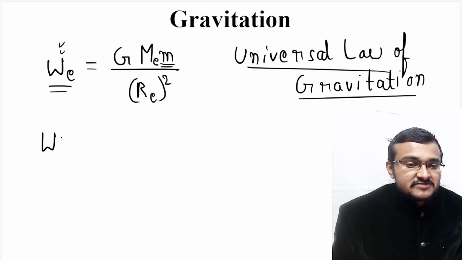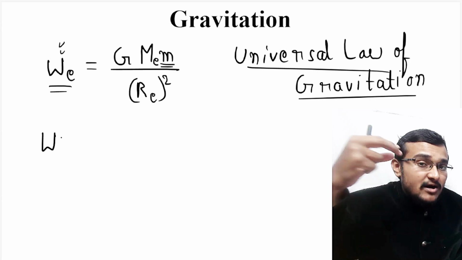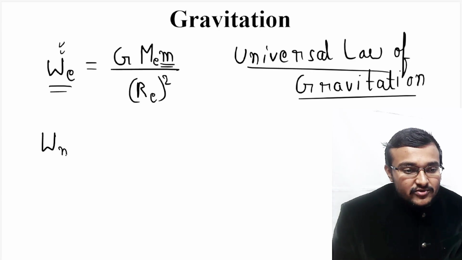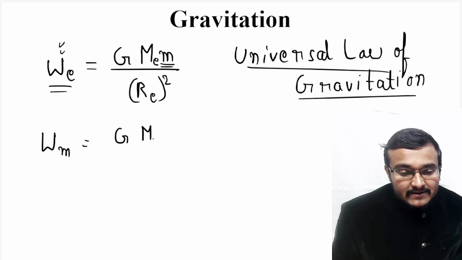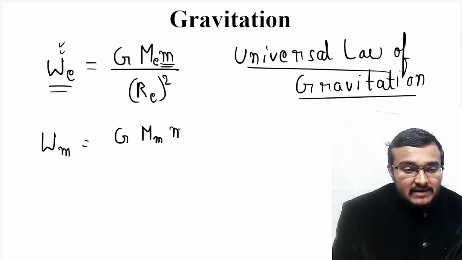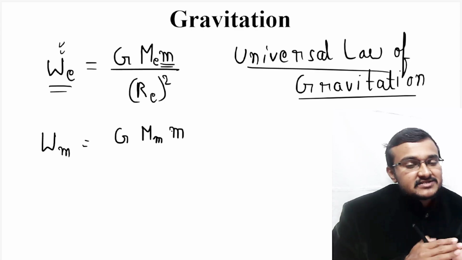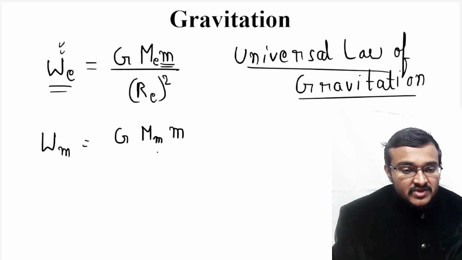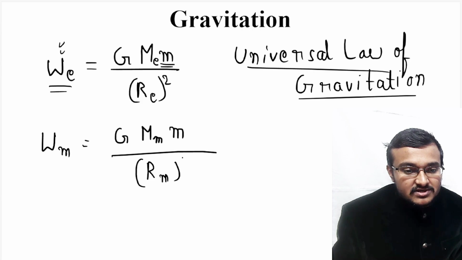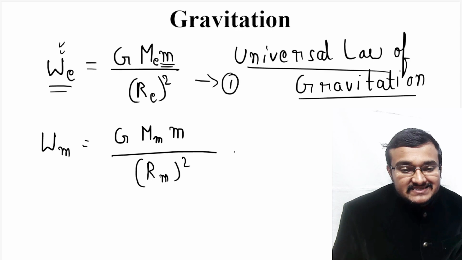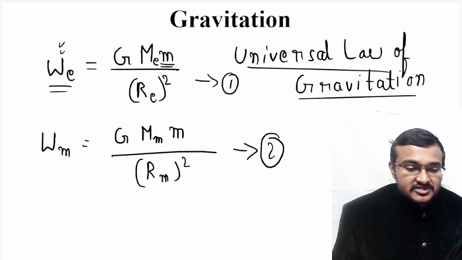Now similarly, if this same object is kept on the Moon's surface, then W_M will be equal to G into the mass of Moon, M_M, into small m. This small m is the same mass of the object, which is the same on Earth's surface and also on the Moon's surface, divided by the radius of the Moon squared. You can call this equation 1, and this equation 2.